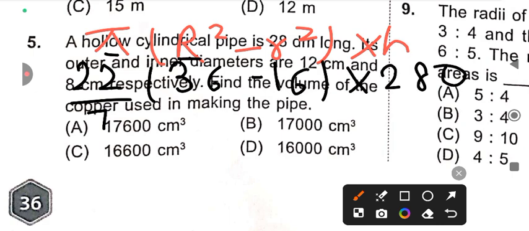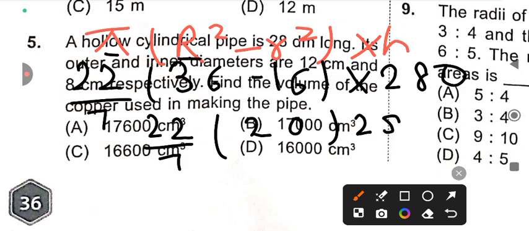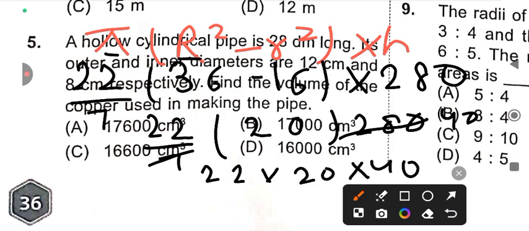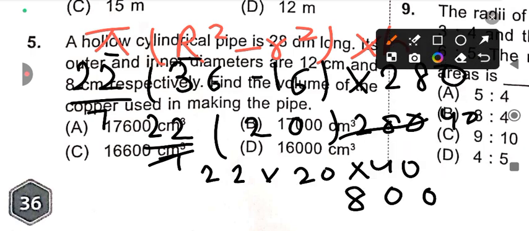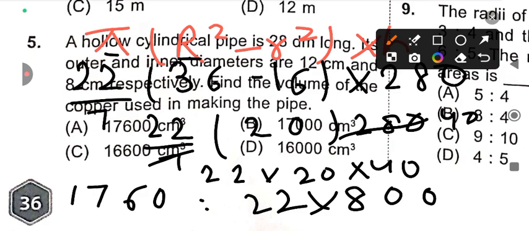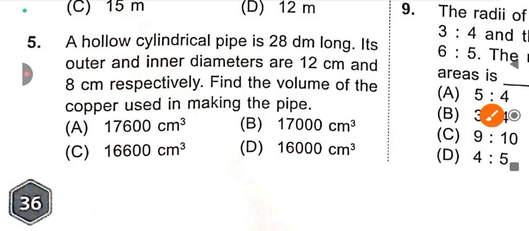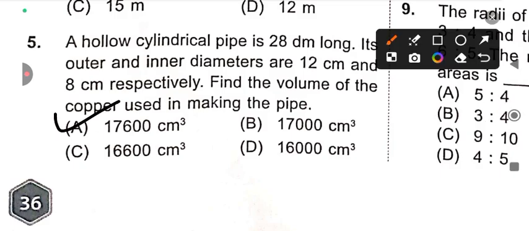Now we can see that 22 by 7 into 20 into 280. We can just cancel this by 40 times. So 22 into 20 into 40, this will become 800 into 22, which is 17,600 centimeter cube. Option number 1 is correct.